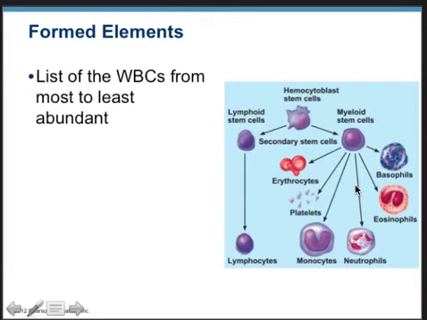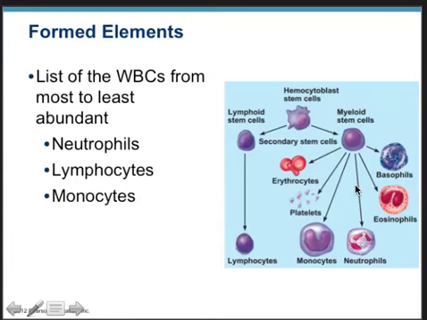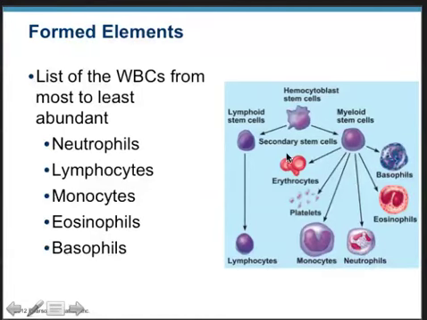So this is a list of the white blood cells from most to least abundant: the neutrophils, the lymphocytes, the monocytes, the eosinophils, and the basophils. And there's a very good mnemonic that'll help you to remember the most to least abundant white blood cells. Never let monkeys eat bananas. Okay, so the neutrophils, the most abundant, the basophils, the least abundant, and so on.